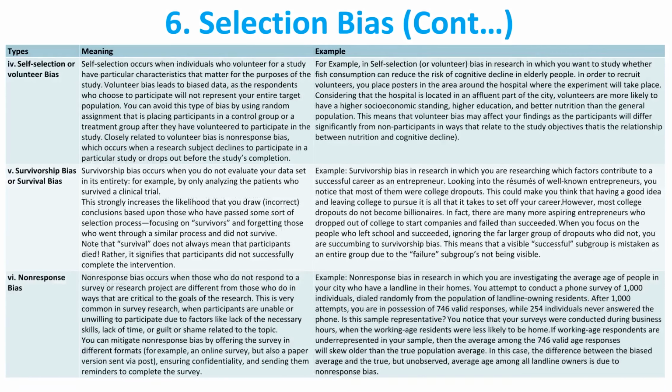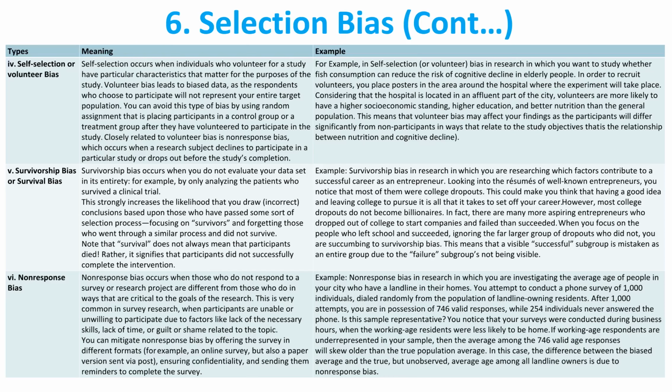Self-selection occurs when individuals who volunteer for a study have particular characteristics that matter for the purposes of the study. Volunteer bias leads to biased data, as the respondents who choose to participate will not represent your entire target population. You can avoid this type of bias by using random assignment, that is, placing participants in a control group or a treatment group after they have volunteered to participate in the study. Closely related to volunteer bias is non-response bias, which occurs when a research subject declines to participate in a particular study or drops out before the study's completion.